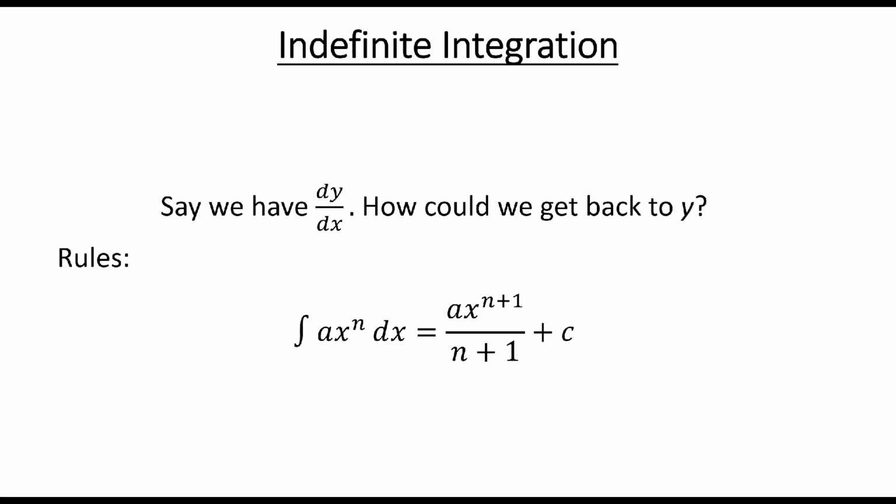Indefinite integration is the opposite of differentiation. If I have dy by dx and I want to get back to my original function y, we use integration. We can see from the below that the rule is to add 1 to the power of the variable x and then divide by the new power. We have to add on plus c because differentiating a constant will always give 0, so this will allow us to have a general solution.